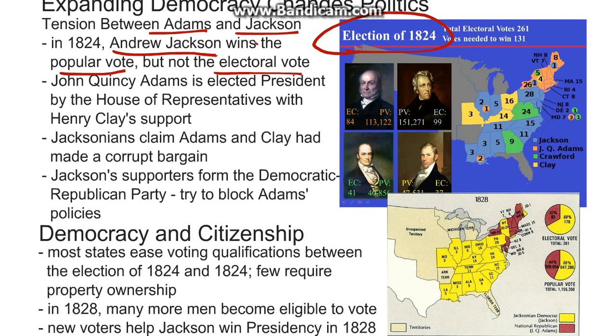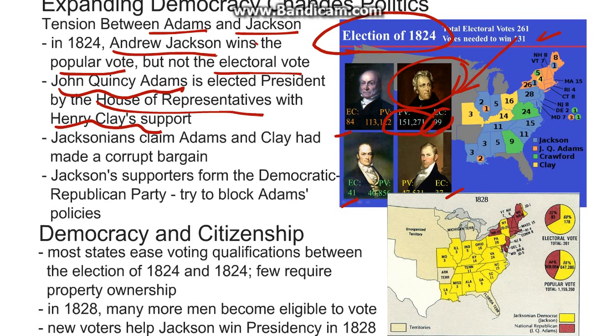You can clearly see that the votes needed to win is 131, and those are electoral votes. None of the candidates got anywhere near 131 votes. And so basically it's the job of the House of Representatives to determine who becomes president. John Quincy Adams is elected president with Henry Clay's support by the House of Representatives, which angers Andrew Jackson because he had the majority of the people's vote, with 99.